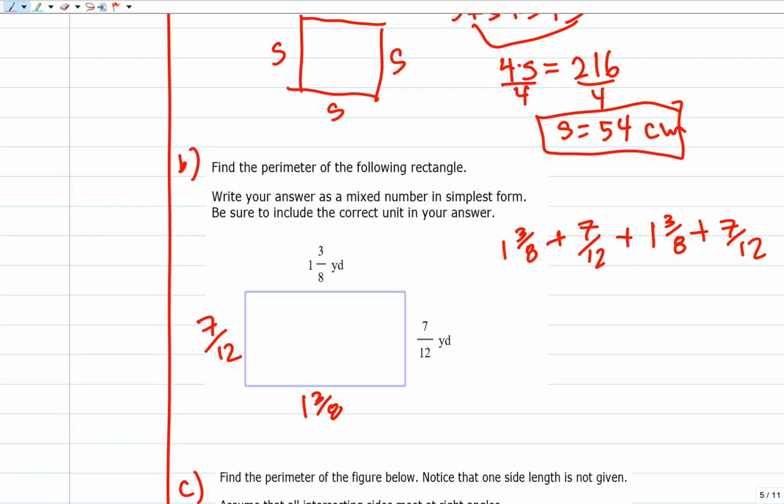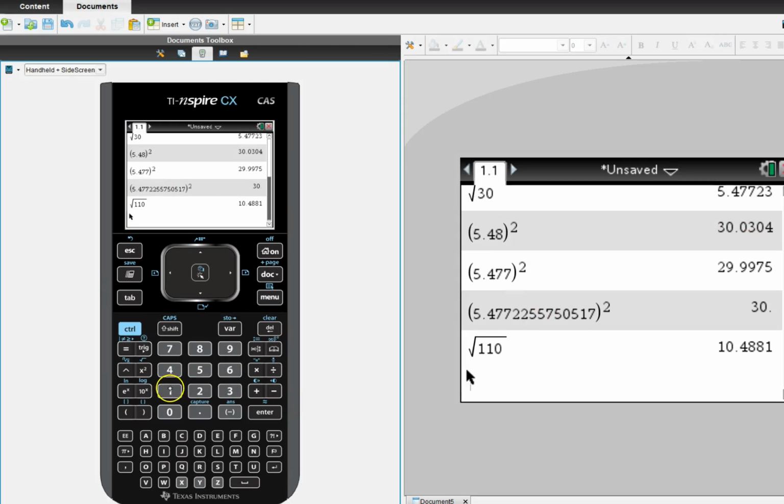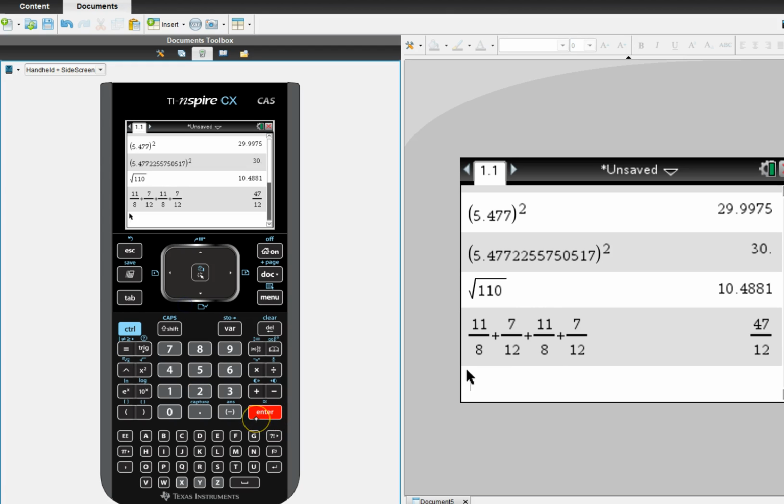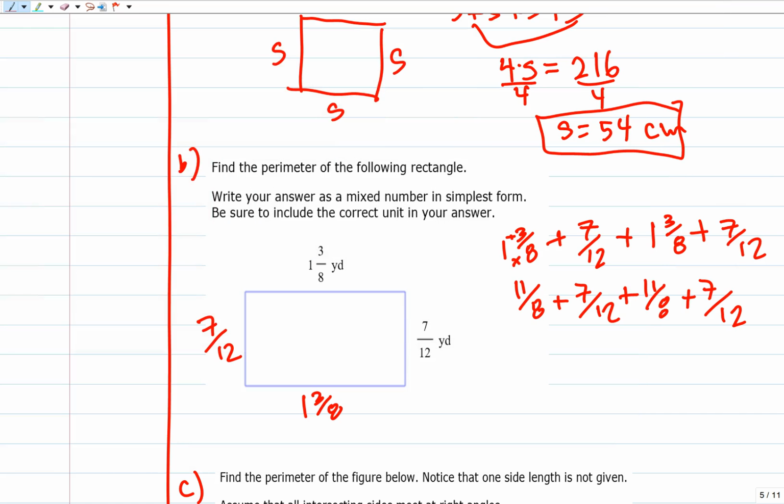1 3/8, 1 3/8. This is going to help me if I just turn these all into mixed numbers. So multiply and add. So how about 11/8 plus 7/12 plus 11/8 plus 7/12? Now I could go in and give these a common denominator of 24 and then add them up, or I can let the calculator do some heavy lifting: about 47/12.